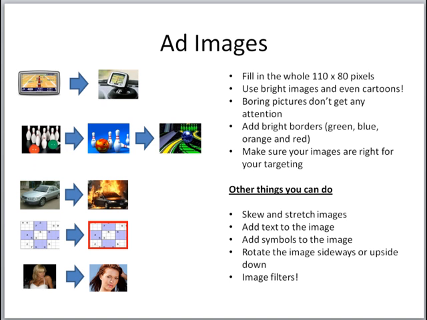Next thing I want to talk about is ad images. I want to go through a few examples of what works better than the next one. Here I've got a GPS screen, and that's a fine image, but there's a lot of white space around the edge, a lot of room I could have used to include an image. Whereas over here I put the GPS into the car, so I'm using a lot more area. It's filling all 110 by 80 pixels, and that ad's going to get a higher CTR because the image stands out more by using all the space.